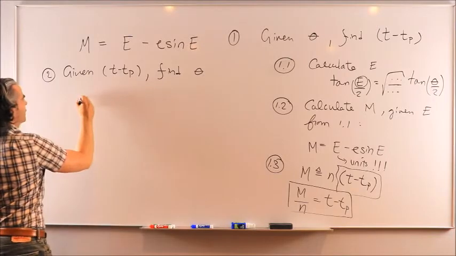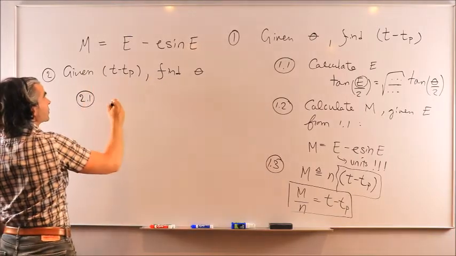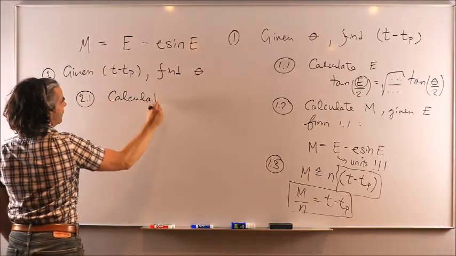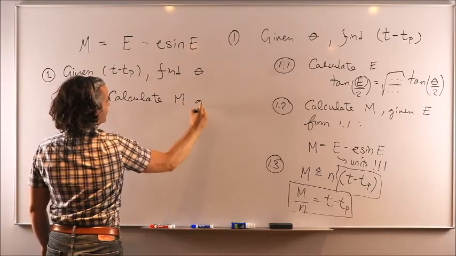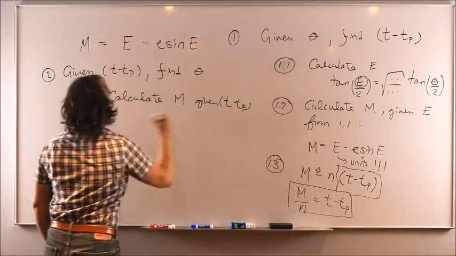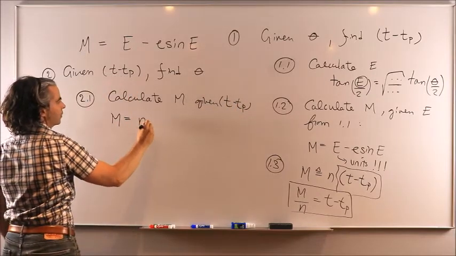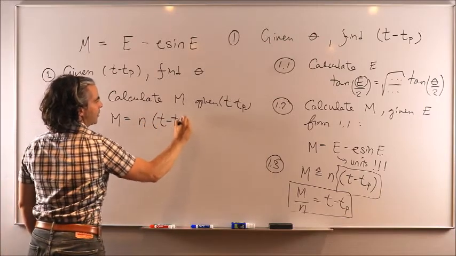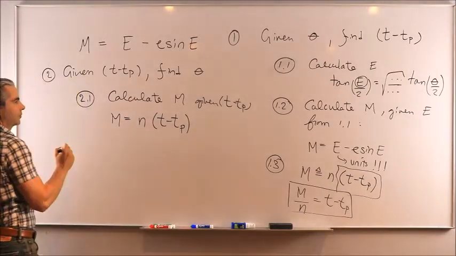Well, now all you have to do is go back to Kepler's time equation and calculate your mean anomaly first. So given T minus Tp, we just say M is equal to the mean orbital motion times the time since perigee passage. That first step is pretty easy.